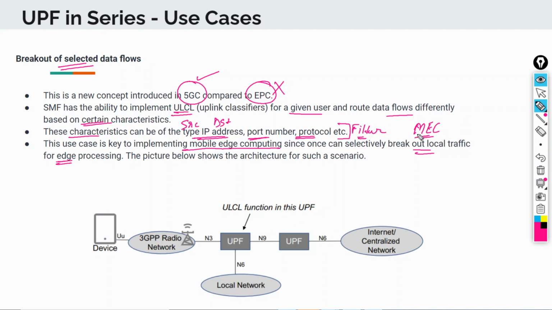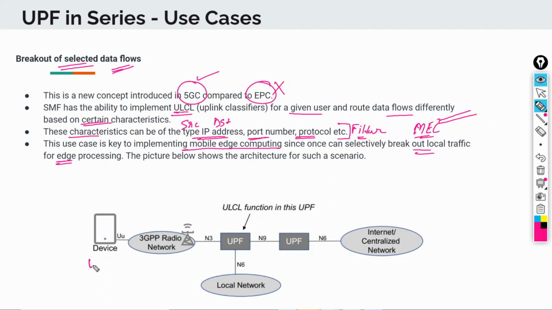The gist of MEC is that it enables you to process and work on your data locally without having to send it to a central location, thereby giving you the best efficiency and the lowest possible latency. So breaking out selective data flows is key to implementing MEC in 5G. So let's look at this architecture here.